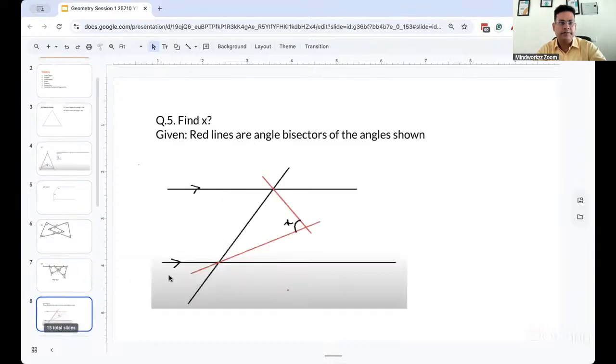One last question. Let us do this one. Red lines are angle bisectors of the angle shown. You need to find X. I'll give you 1 minute to solve this. See if you can solve this.